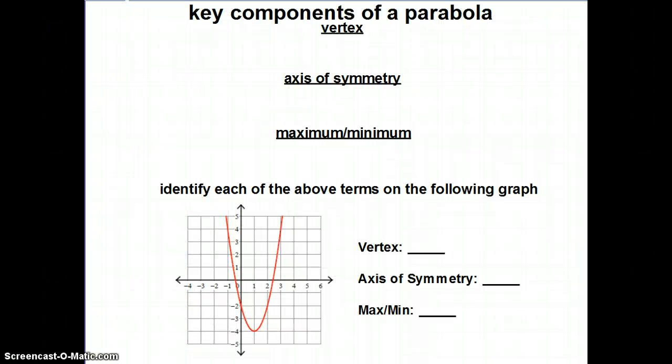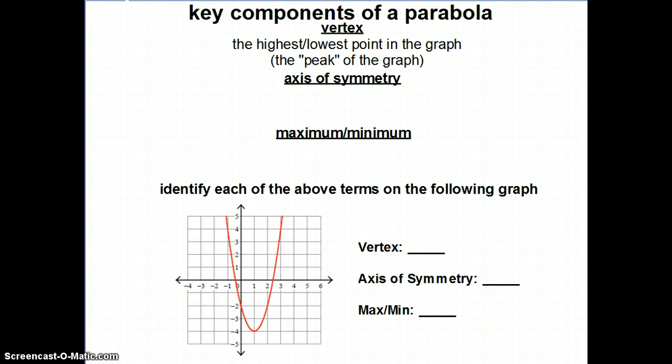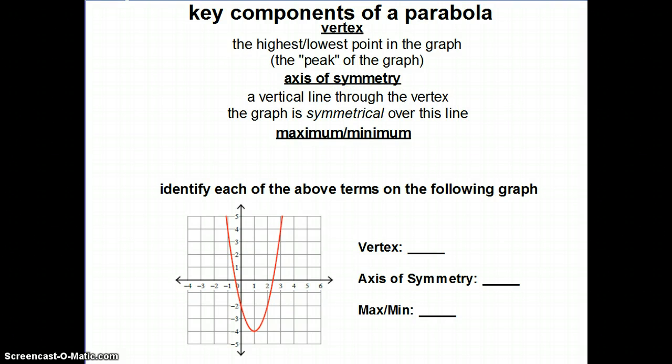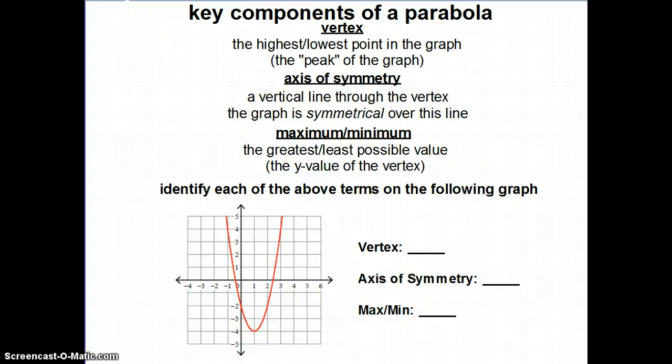I would now like to take a moment to cover some key terms. I know that we talked about these in our previous lesson, but just for the sake of the rest of our lesson, I'd like to talk about them briefly again. One key component of a parabola is its vertex. This is the highest or lowest point in the graph, or the peak of a graph. The axis of symmetry is a vertical line through the vertex over which the graph is symmetrical, meaning the same on both the left and the right of the graph. The max and the minimum are the greatest and or least possible values of your parabola. You will only have one or the other. This is the y value of the vertex.